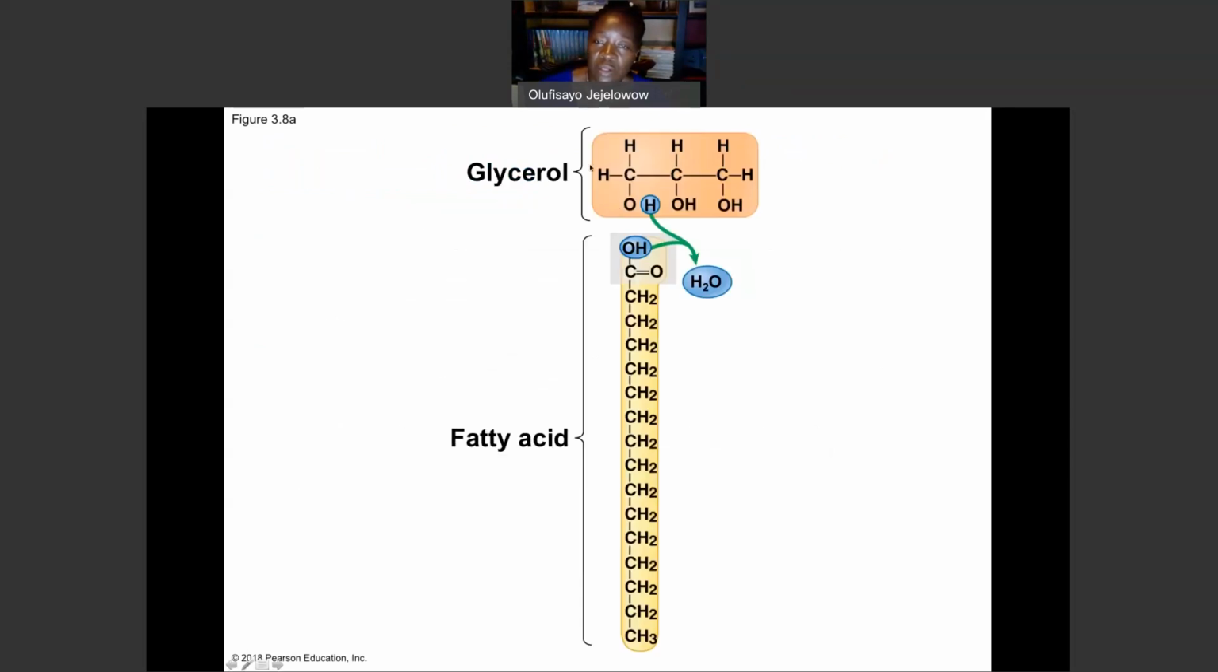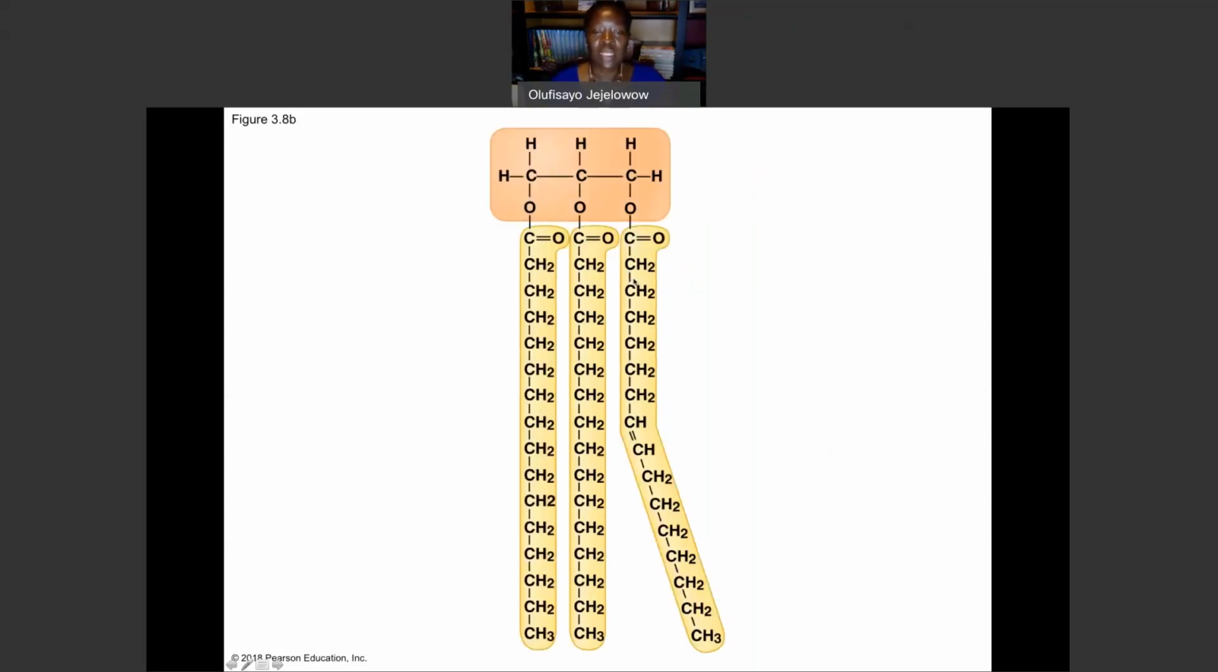So this is glycerol. Remember, I described it as 3 carbon atoms and 3 functional hydroxyl groups attached to each carbon atom. The rest of it is hydrocarbon. To become a lipid, the glycerol, through dehydration synthesis, binds with a fatty acid, water is removed, and we have a monoglyceride. So the monoglyceride has one fatty acid.